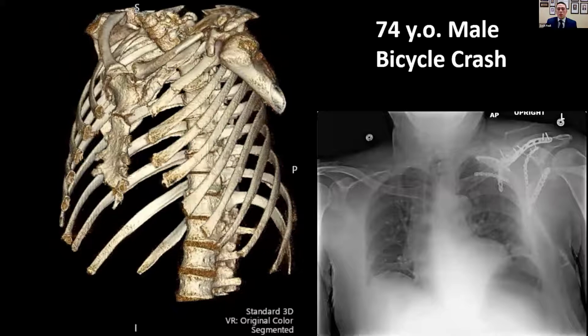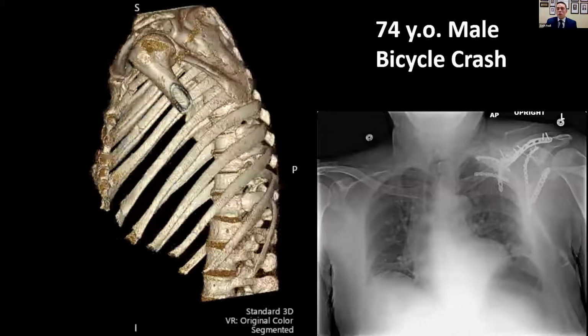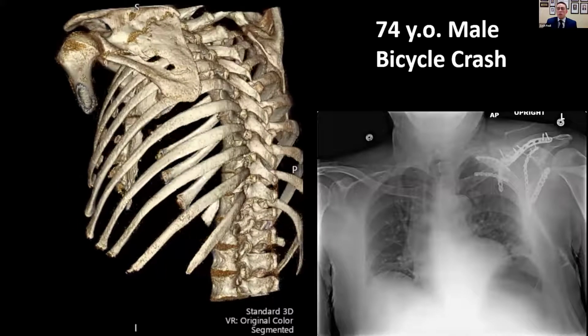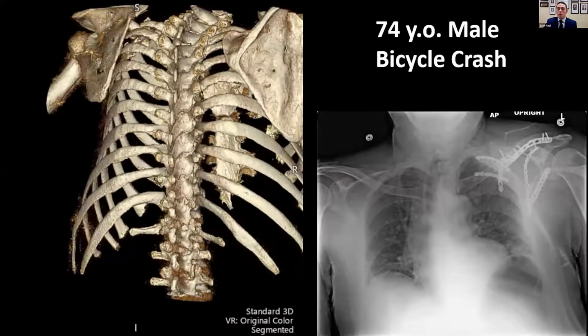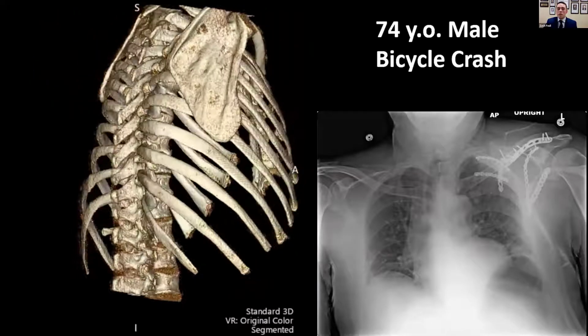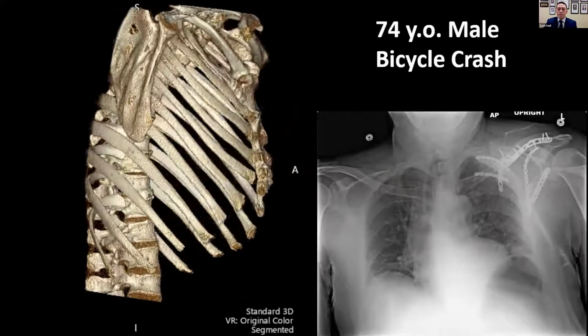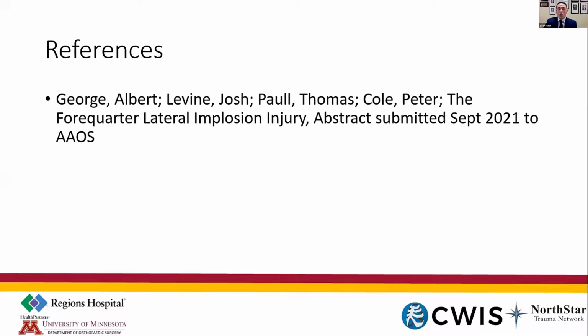This is another example of a 74-year-old male that was in a bicycle crash. He was admitted directly after this incident, and he actually underwent fixation of 2 ribs, his clavicle, and his scapula at the same time. And so we submitted this to AAOS, but you guys are the first ones to hear it. It's the first time that it's presented, and we hope that you start using the CHA classification system.